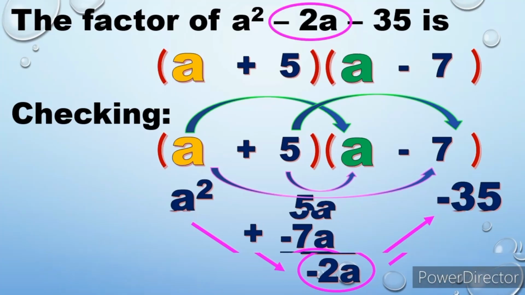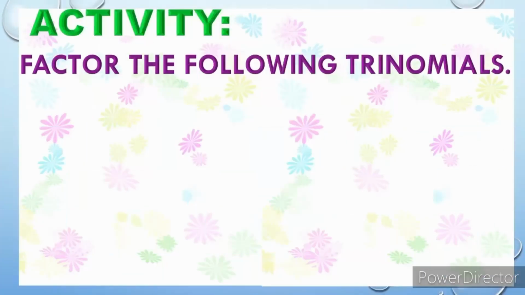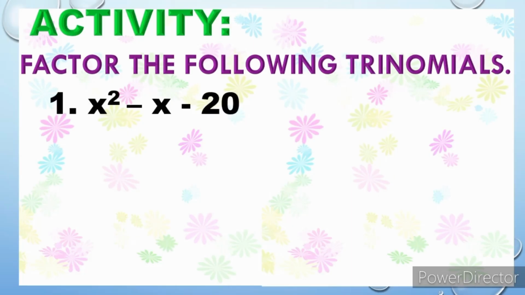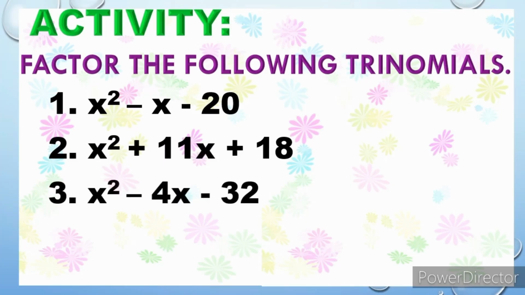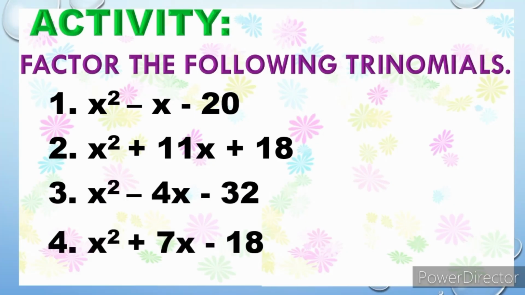Okay, so I think you are ready for the activity. You're going to factor the following trinomials. Okay, so number 1, you're going to factor x squared minus x minus 20. Number 2, x squared plus 11x plus 18. And number 3, x squared minus 4x minus 32. And we have number 4, x squared plus 7x minus 18. Okay, good luck and try your best.